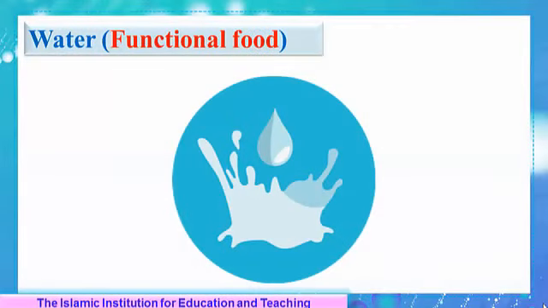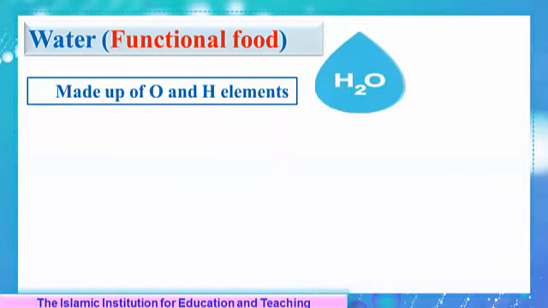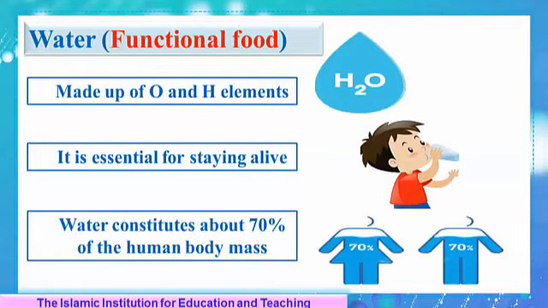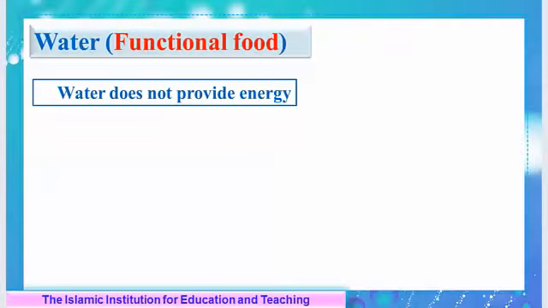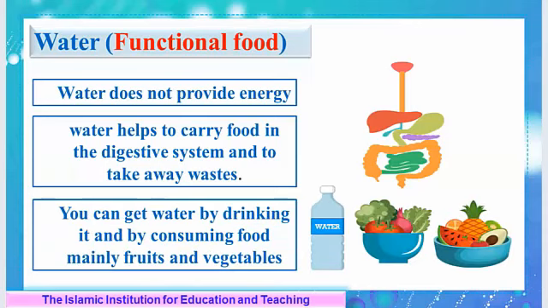Now, let's learn about water, which is a very important constituent of food. Water is made up of oxygen and hydrogen elements that form the H2O molecule. Water is essential for staying alive, and we can't survive for long without it. It constitutes about 70% of the human body mass. Water does not provide you with energy, but it helps to carry food in the digestive system and to take away wastes. We can get water by drinking it and by consuming food, mainly fruits and vegetables.